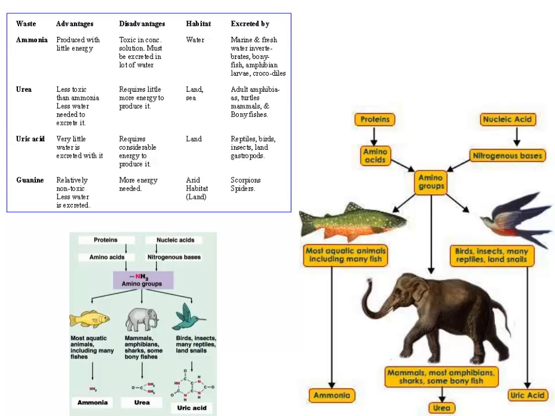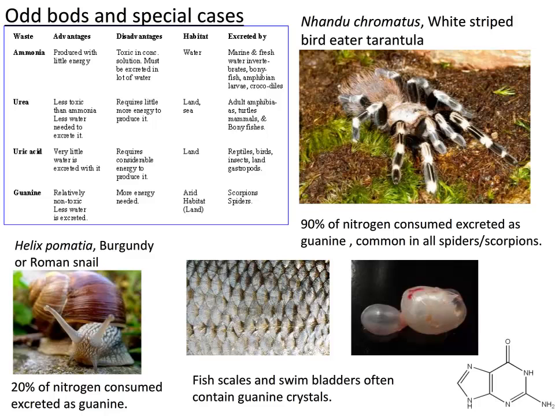However, as you move from ammonia to urea to uric acid to guanine, it's costing you energy each time to make the nitrogenous waste safer, but actually what you're doing is taking a simple compound and making it more complex. So the majority of scorpions and spiders will excrete 90% of their nitrogenous waste as guanine. And interestingly, guanine is responsible for why fish scales are shiny and for lining the inside of fish swim bladders. This is because guanine, once it's laid down as a crystal, is actually impermeable.